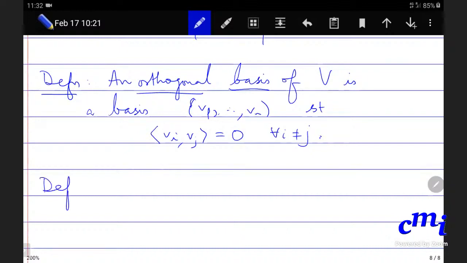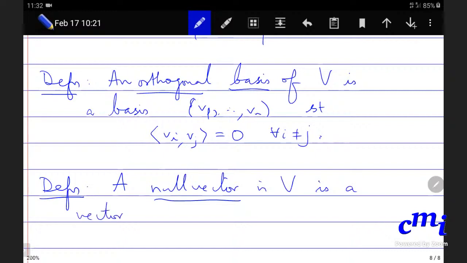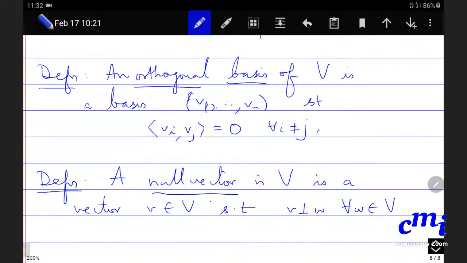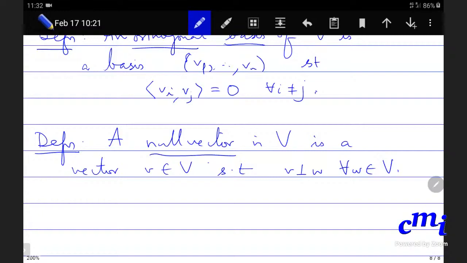Definition. A null vector in V is a vector V in V such that V is perpendicular to W for all W inside V. Again, one shouldn't be completely rigid. The definitions look like the way they are defined for the dot product, but one should allow for these things because it is not clear what the form is.